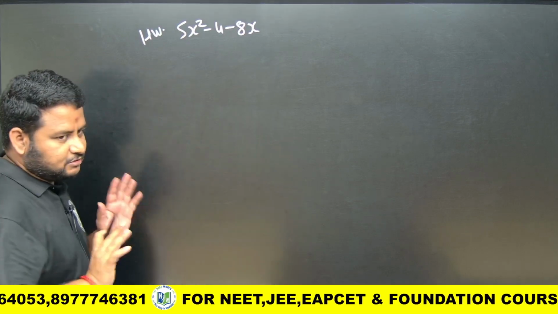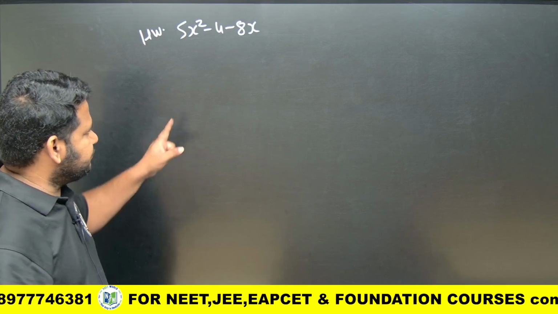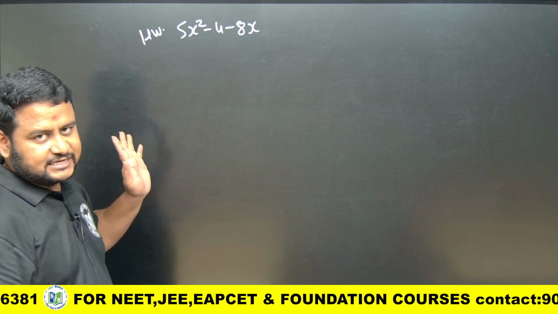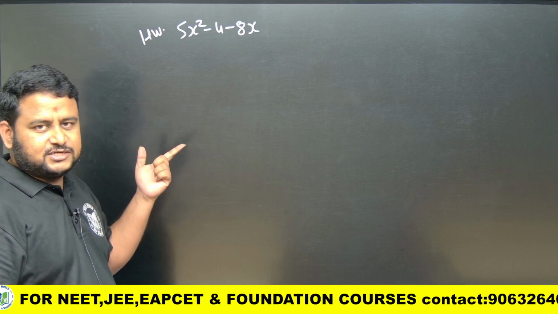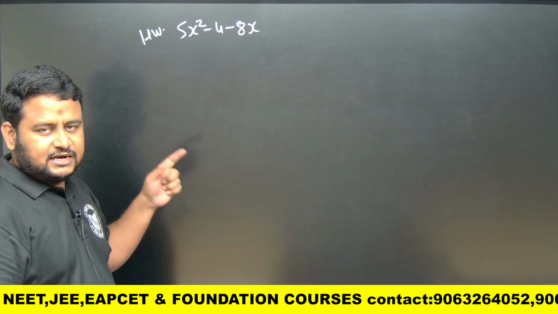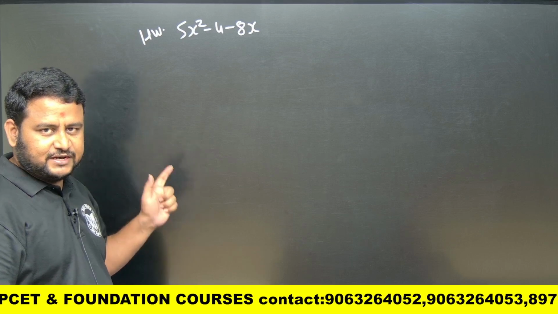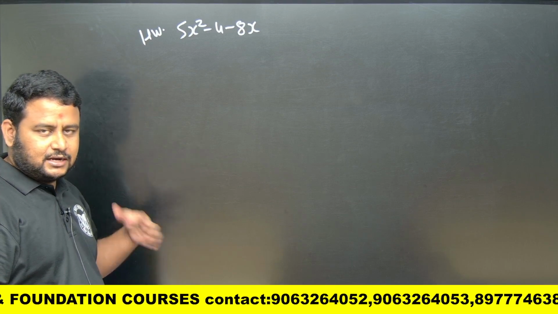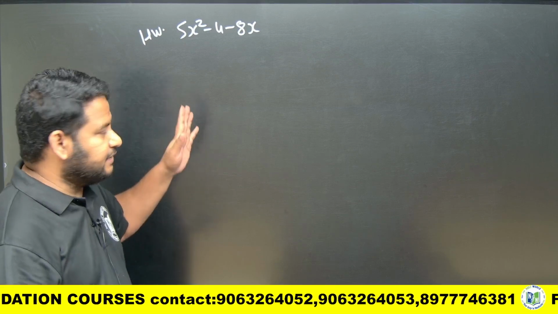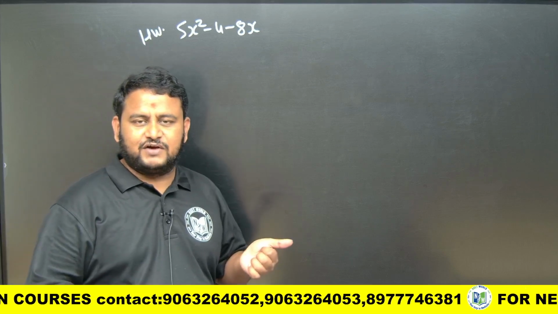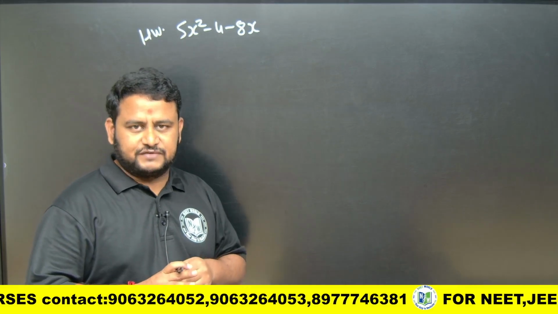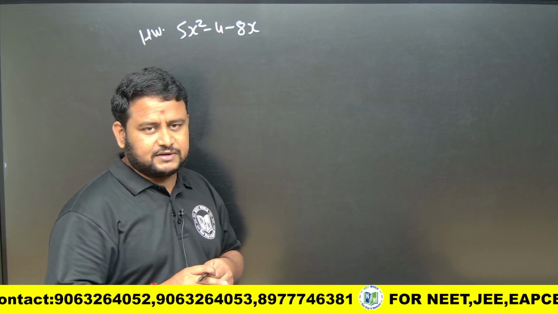Okay, please observe the question carefully. What I have given? 5x square minus 4 minus 8x. What you have to do? Find the zeros of the equation, find the relation between zeros and coefficients of the equation, and also verify. First what you will do? You will equate it to 0, and by splitting the middle term you will find the values of x. Two values of x you will get, because it is x square, that is quadratic.